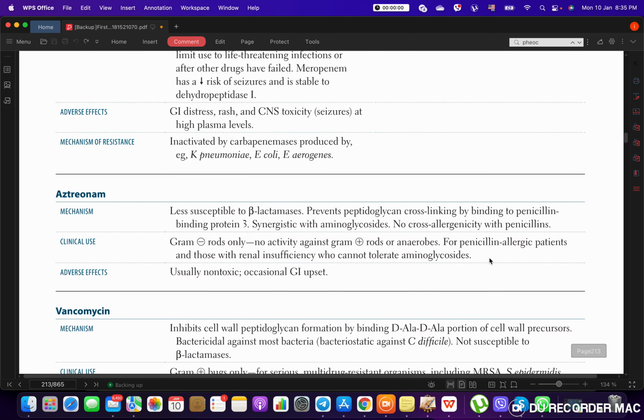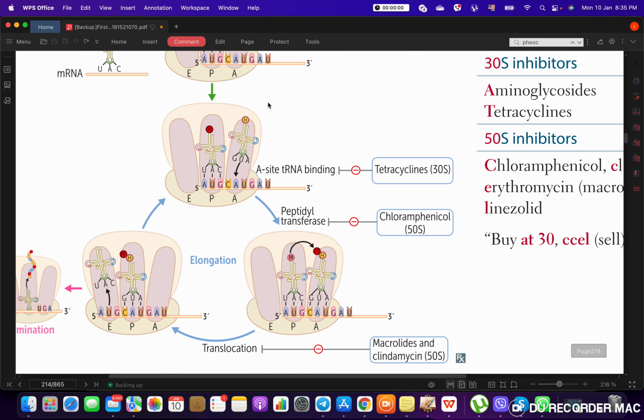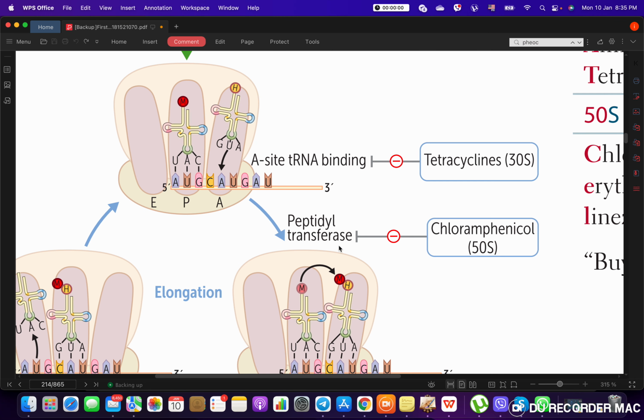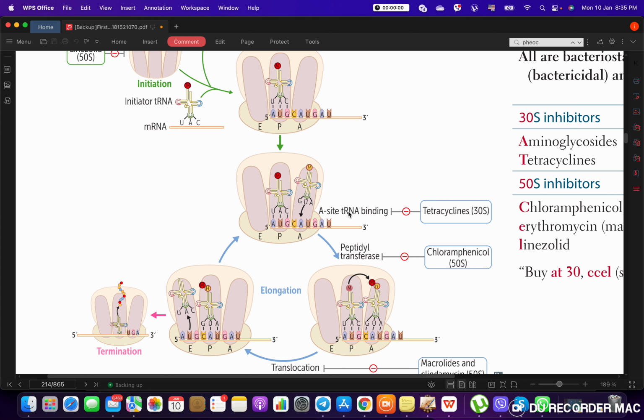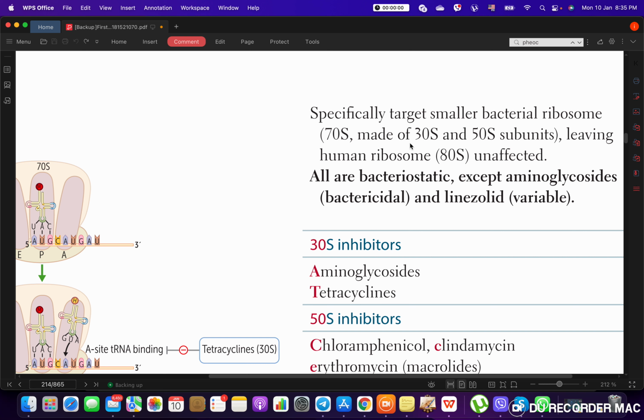So anyway, it's like peptidyl transferase, chloramphenicol, if it works for you. And the tetracycline at the tRNA binding site. Okay. So as you see, this is a general graph that we will have to go back to. It specifically targets the smaller bacterial ribosomal subunit 70S, which is made out of 30S and 50S. Guys, do the math. 30S plus 50S. How the hell is it 70S? It does not fit. Well, yeah, because we are not speaking about weight.